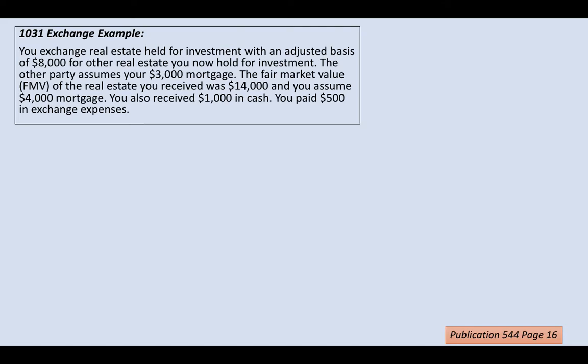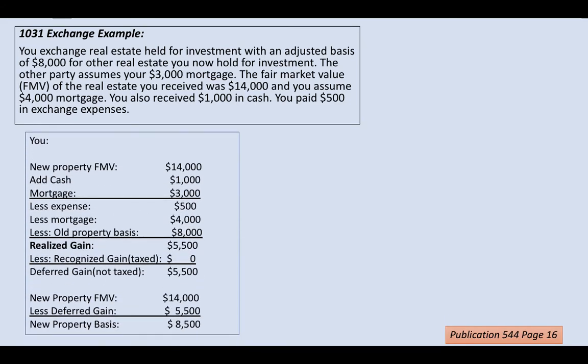Let's see the example. Say you exchange real estate held for investment with an adjusted basis of $8,000 for other real estate you now hold for investment. The other party assumes your $3,000 mortgage, the fair market value of the real estate you receive is $14,000, and you assume a $4,000 mortgage. You also receive $1,000 in cash and pay $500 in exchange expense. So let's see the situation.